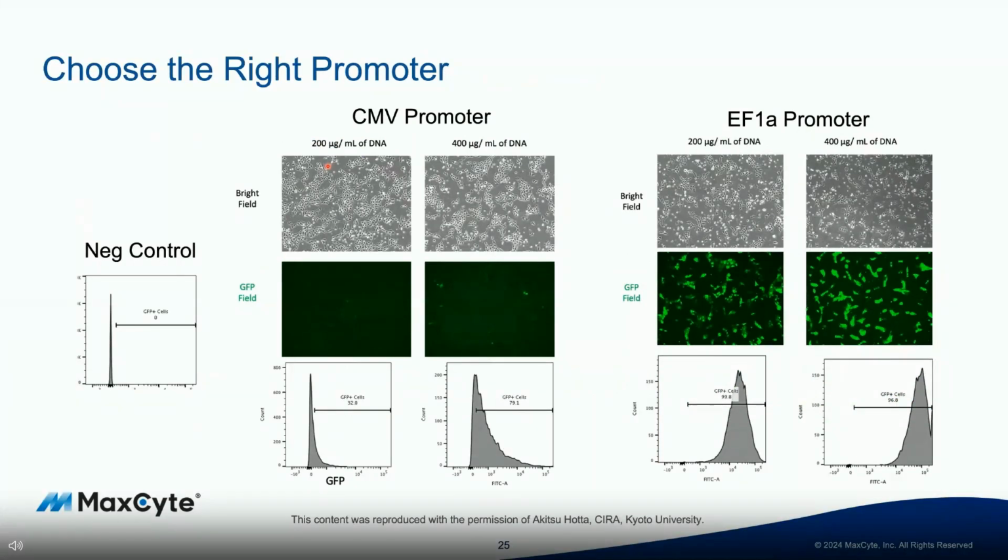So another consideration is the correct promoter to use. This is an example in human iPS cells with a GFP DNA plasmid with a CMV promoter versus an EF1 alpha promoter. You can see with the CMV promoter, which does get silenced in human iPSCs, with 200 micrograms per ml of DNA, you're getting about 32% expression. You can increase the amount of DNA to get nearly 80% expression. However, if you simply change the promoter, you could achieve almost 100% expression with the lower amount of DNA without having to go to a higher amount of DNA and potentially sacrificing the cell viability.